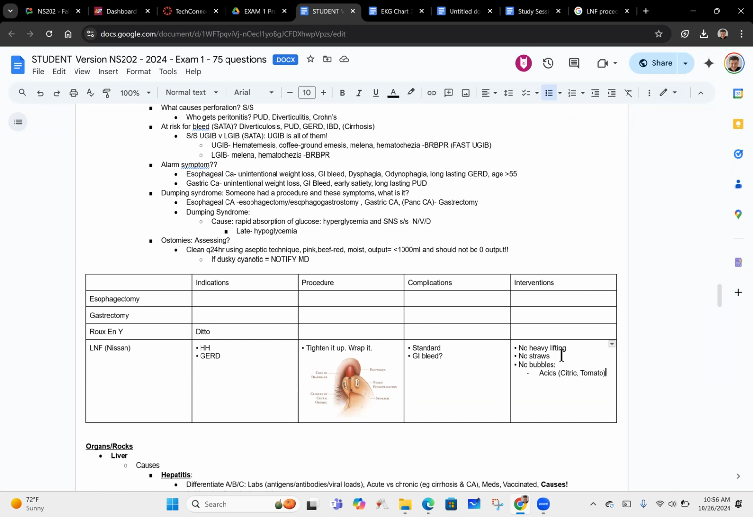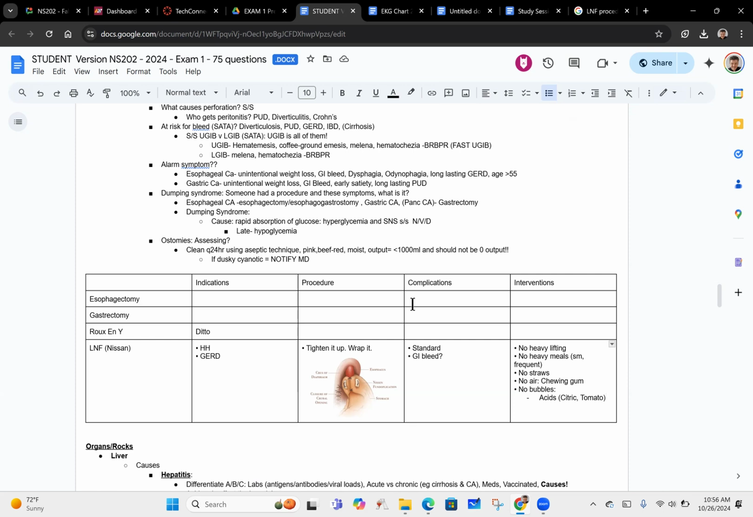Good, no chewing gum, so no bubbles. Let's put no air. The sleeping in 2 hours thing, that's the same teaching you would do for all the GI, all the LES issues, hiatal hernia and GERD and such. But what is specific to L and F? Anything else?